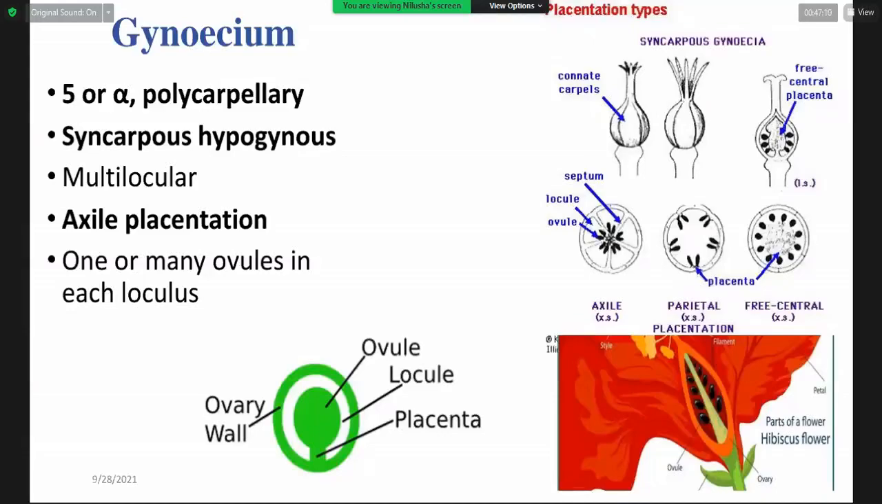Next one is the axial placentation. That means the placentae are located on a central column or central axis, so we call it axial placentation. In this picture, you can see axial placentation, and one or many ovules are present in each locule.